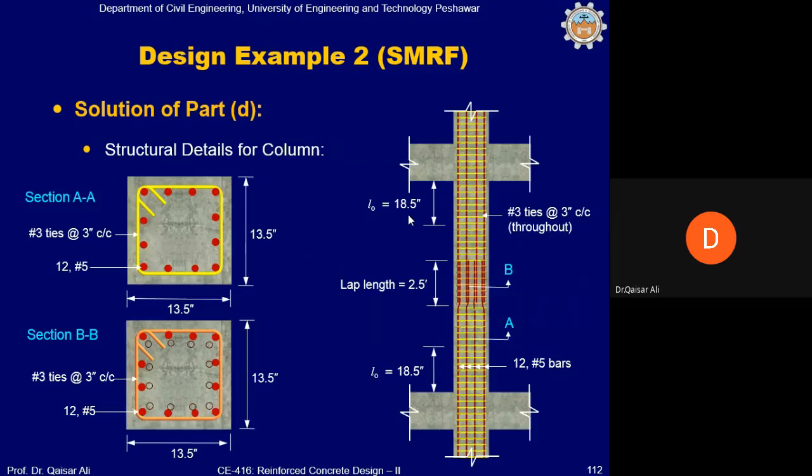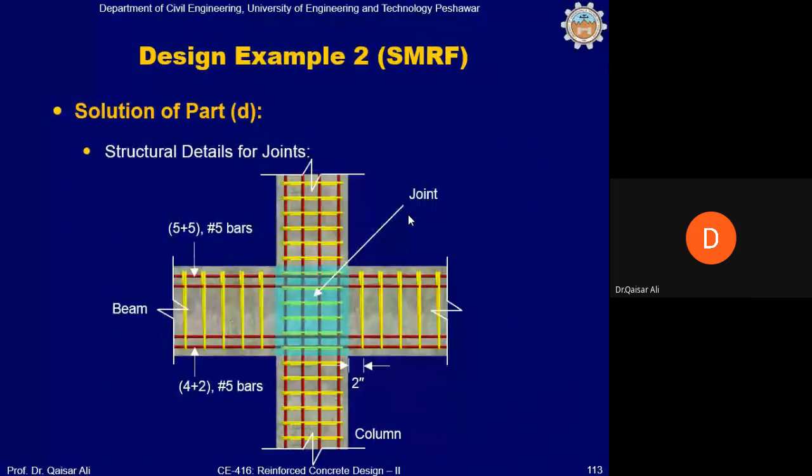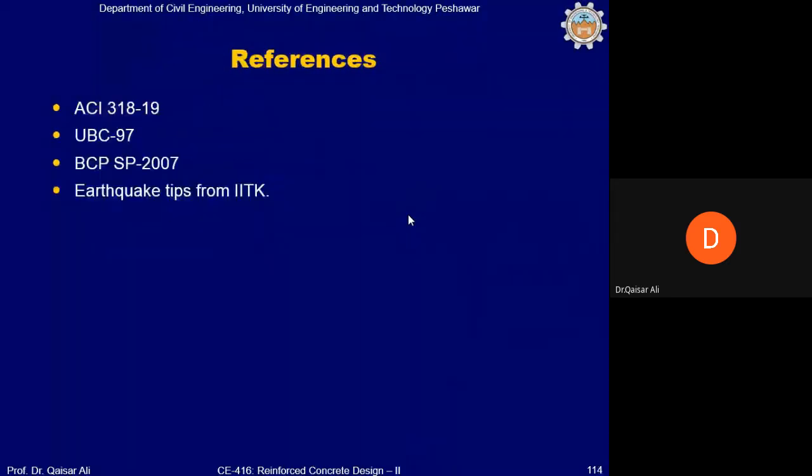This is the column detailing: 12 number 5 bars with the spacing. Joint details. With this, the lecture ends. This was a demonstration of the SMRF requirements of the ACI code.